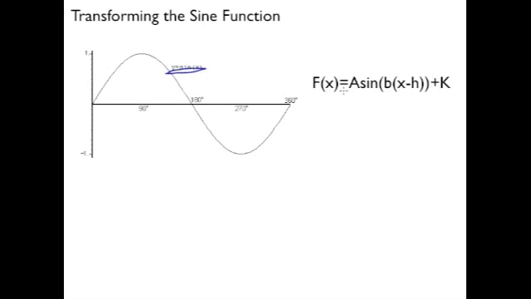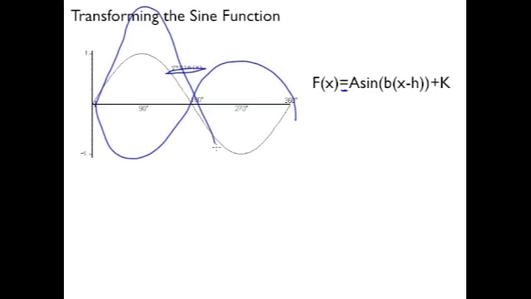So first of all, if there's a negative sign here, it means the whole graph would be reflected across the x-axis. So it would be like this. And A is the amplitude and it affects the stretch factor. So if this was 2, for example, this would go all the way up to 2 and all the way down to 2.